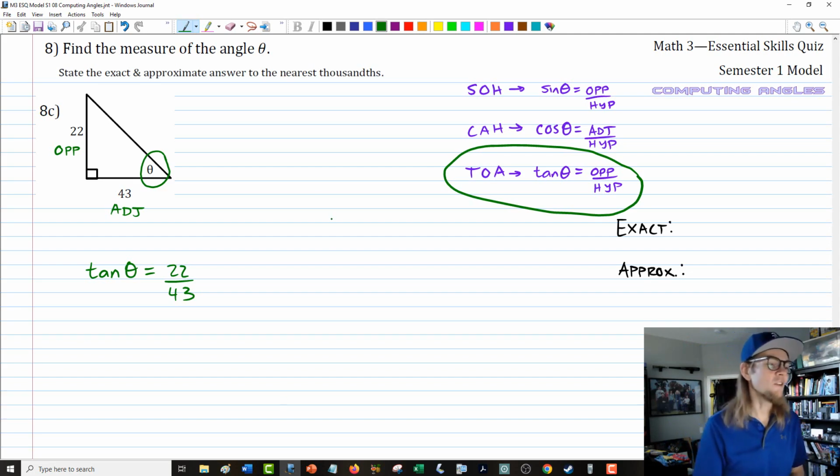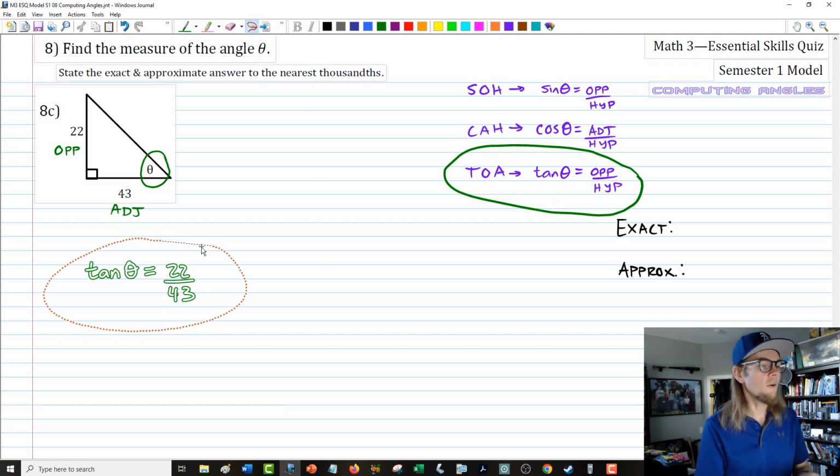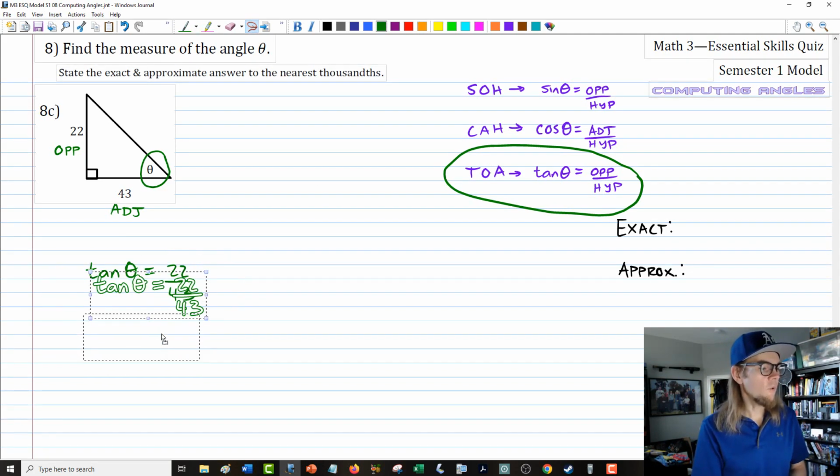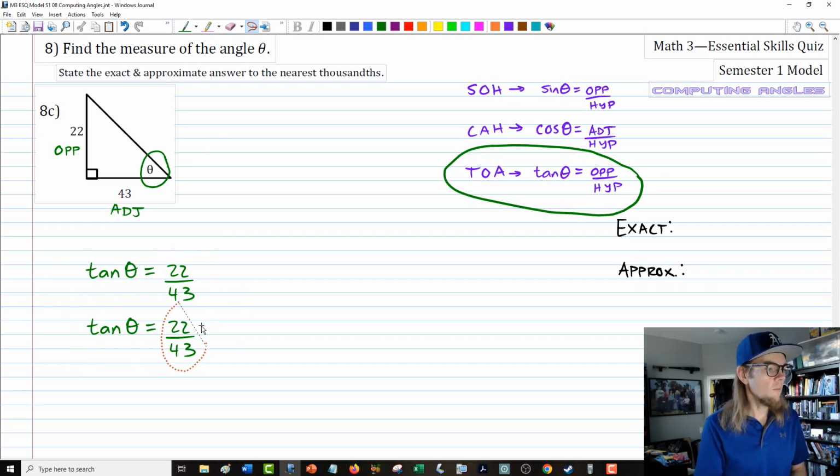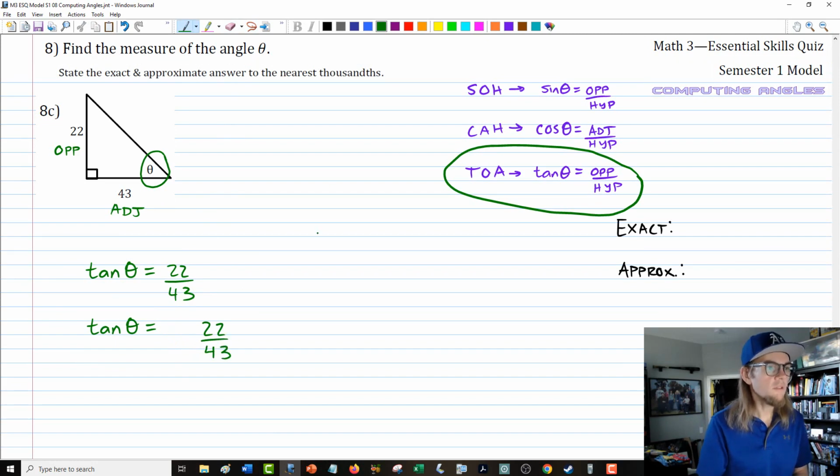Nobody asked for that. So let's do this the same way we had before. If tangent of theta is 22 over 43, then we can get frustrated when the thing doesn't cooperate. Sorry. Hold, please. There we go.